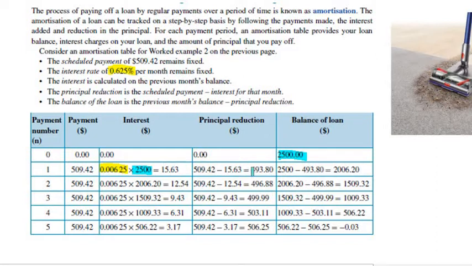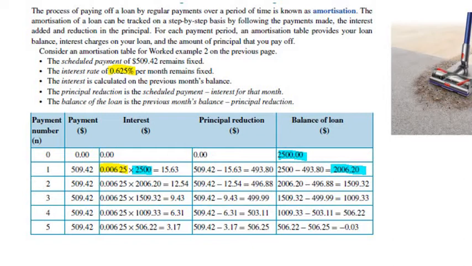So for the principal reduction, you're paying $509.42, but only $493.80 is going to be used to pay off the loan, because the rest of it, this number over here, is the amount of interest that you need to pay. After you figure that out, you take 2,500 minus the amount of money paid toward the loan, and then you have a new number over here, which is how much money you owe the seller after the first payment.